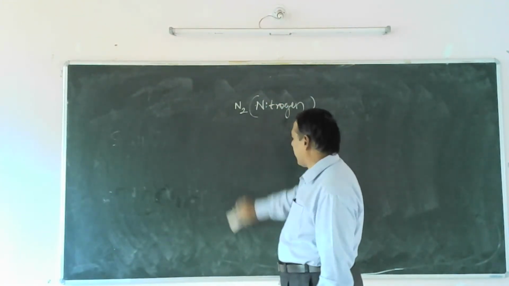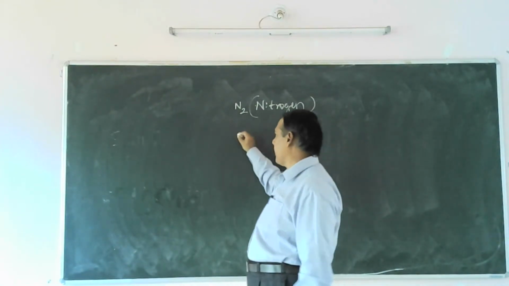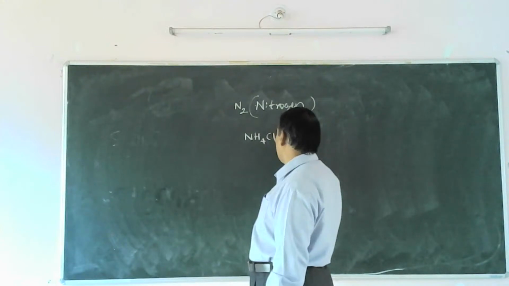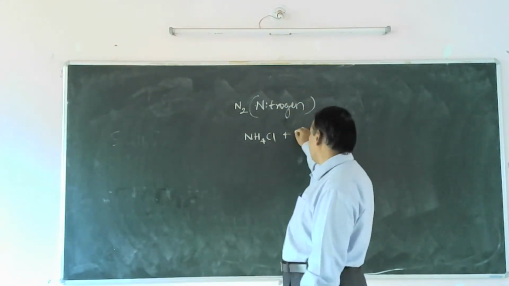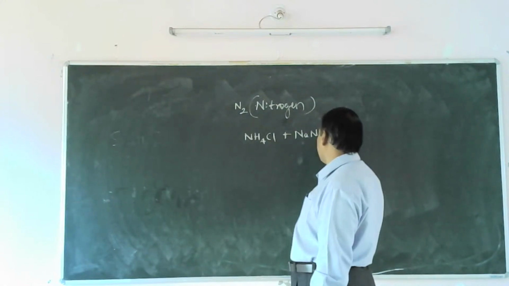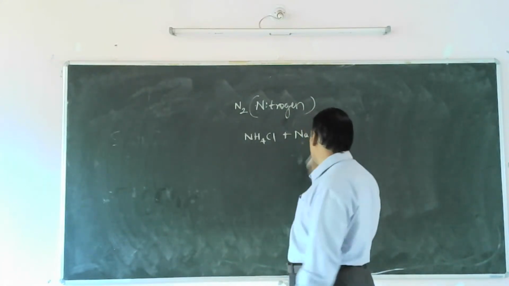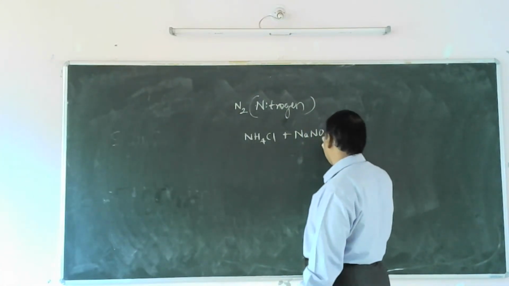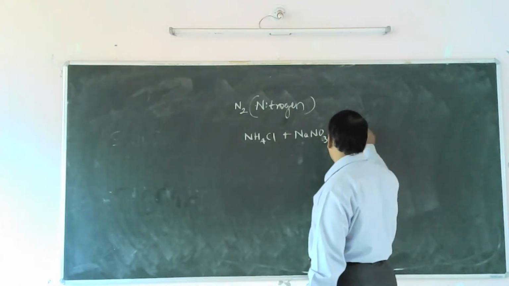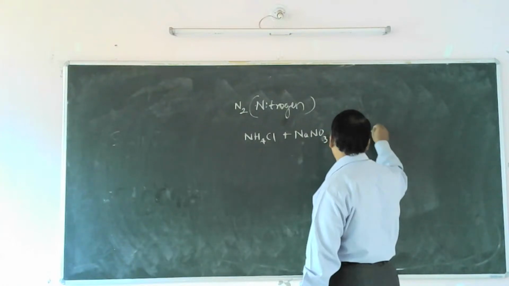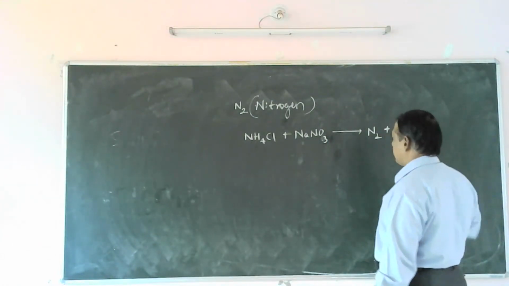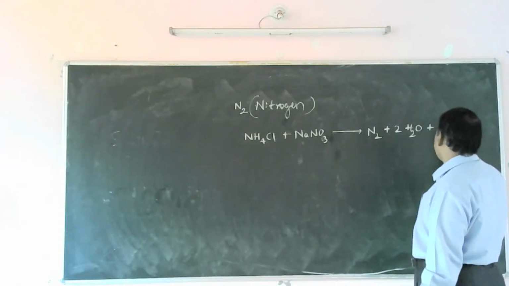So, how can nitrogen gas be prepared? It can be prepared by the reaction between ammonium chloride and sodium nitrite, NaNO2. So we will get the equation: N2 gas plus 2H2O plus NaCl.